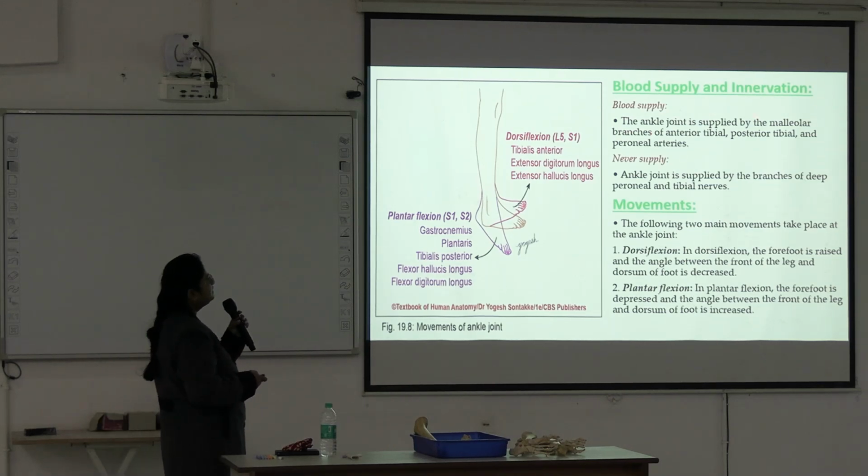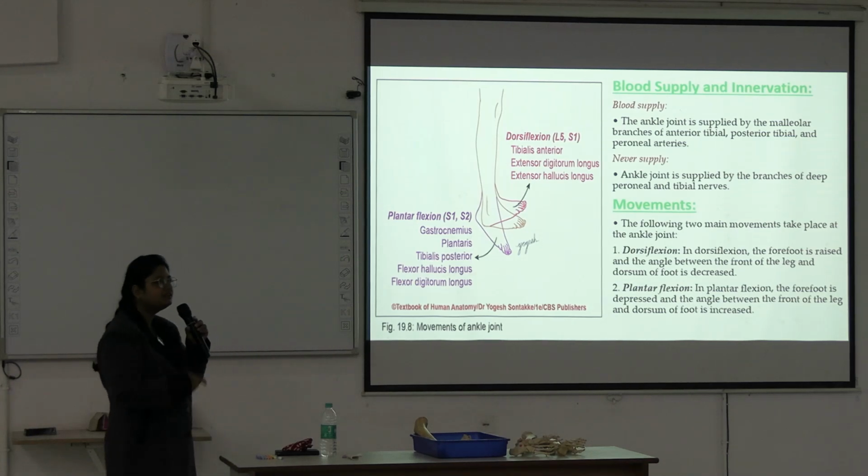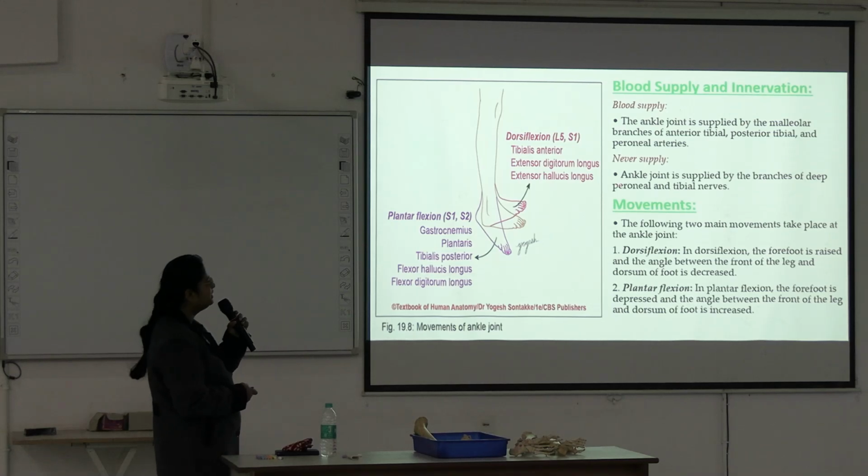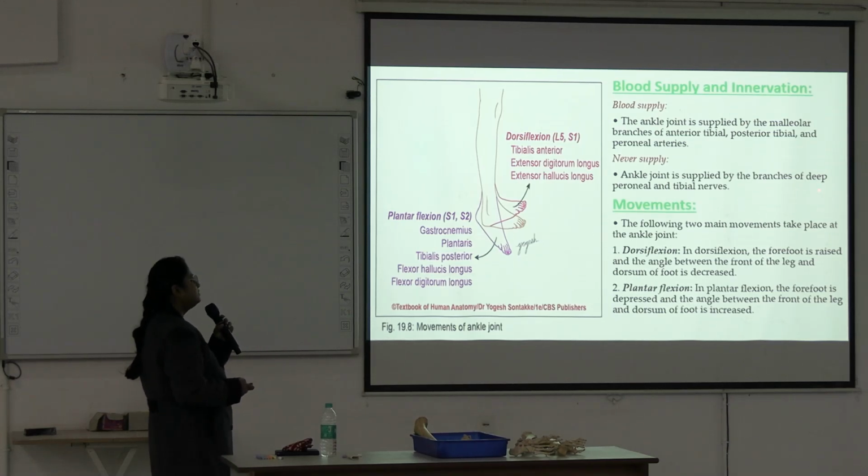Next we go to blood supply and nerve supply. Blood supply: the ankle joint is supplied by malleolar branches of the anterior tibial, posterior tibial and peroneal arteries. You have seen in relation to the ankle joint the anterior and posterior tibial arteries, and also the peroneal arteries. Nerve supply is by branches of the deep peroneal and tibial nerves. Okay, what are the movements?